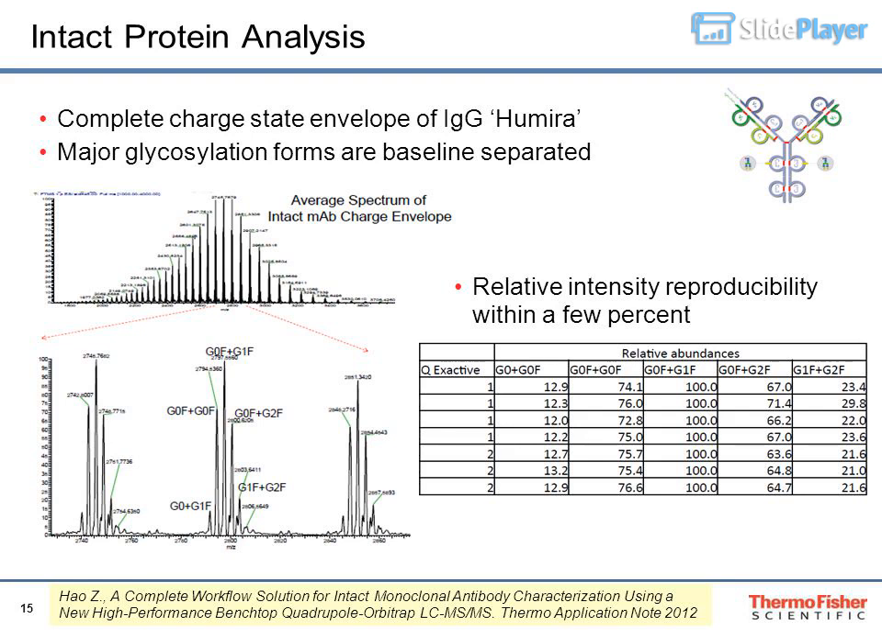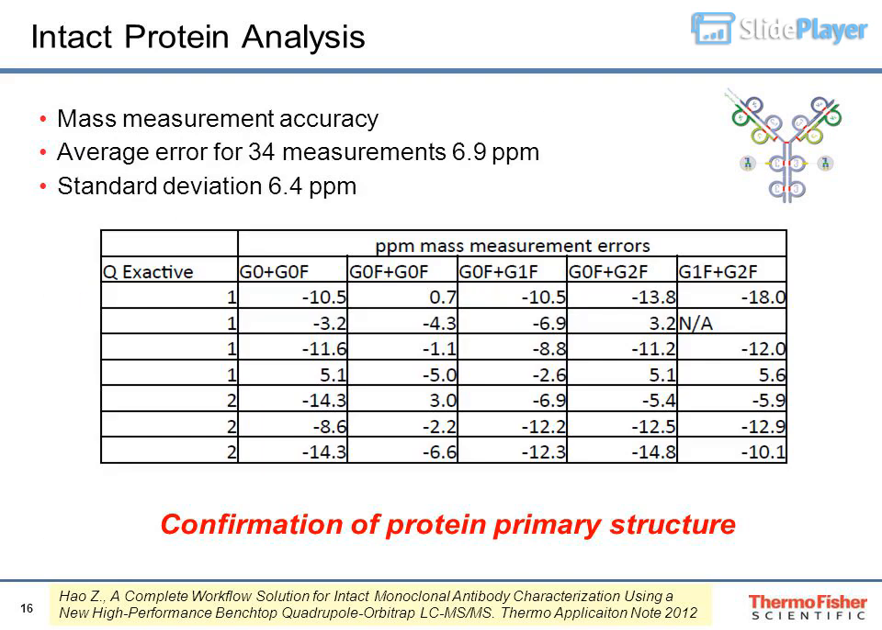The MAB eluted over 1 minute as shown in A. The average spectrum over the elution time shows a nicely distributed complete charge envelope of the MAB. B. A zoom-in view of each charge state reveals 5 major glycosylation forms that are baseline separated. C. A complete workflow solution for intact monoclonal antibody characterization using a new high-performance benchtop quadrupole Orbitrap LC-MS/MS, Thermo application note 2012.